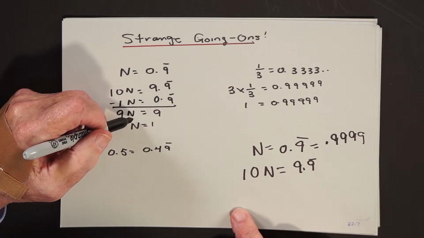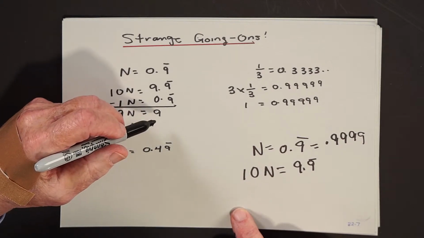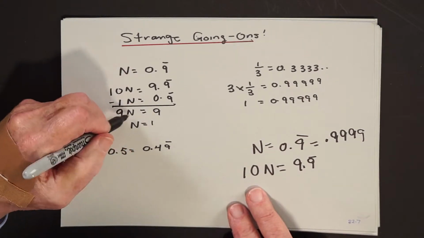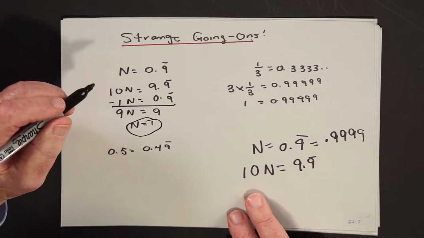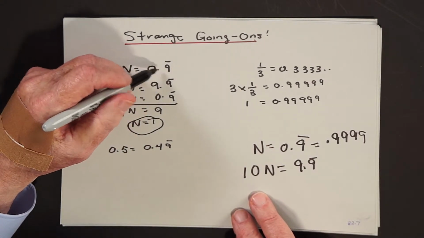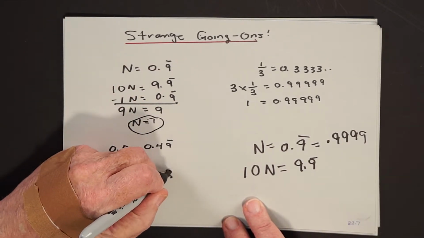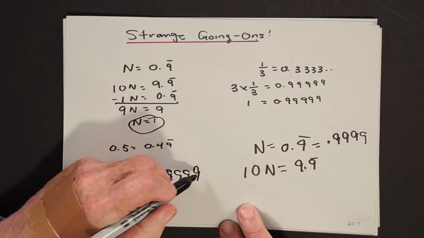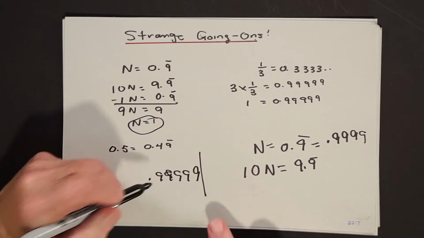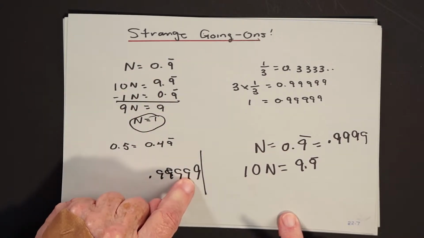So what number is n? It's the number which, when multiplied by 9, gives you 9. And that means that n must be 1. Now the interesting thing is, no matter where you stop over here, this number is not 1. Students will look at this and say, how can this ever be 1? Because no matter where you stop, it's still less than 1. The trick is, this says, but you never stop.